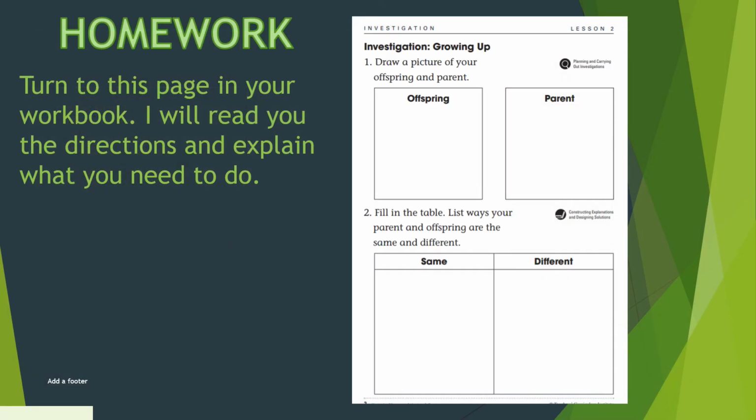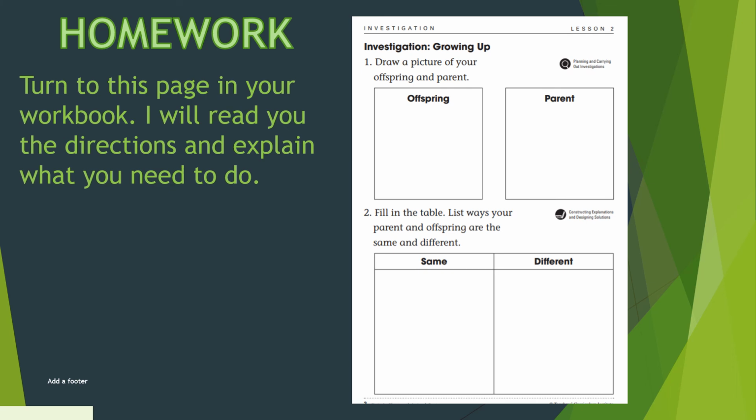All right, here is your homework. For your homework, why don't you go ahead and turn to this page now. I'll read you the directions, explain what you need to do, and then you could just go ahead and get busy and get that finished, right while everything's fresh in your mind. So at the top it says investigation, growing up. Number 1, draw a picture of your offspring and parent. So pick any animal and draw the offspring and then draw the parent of it, okay?